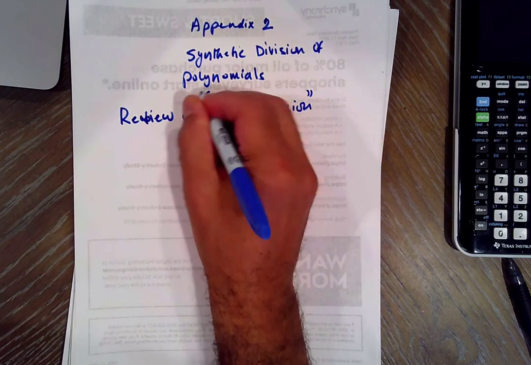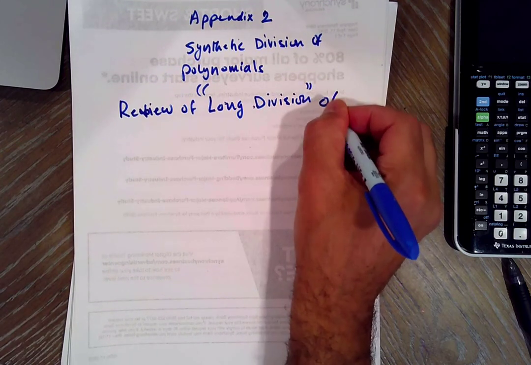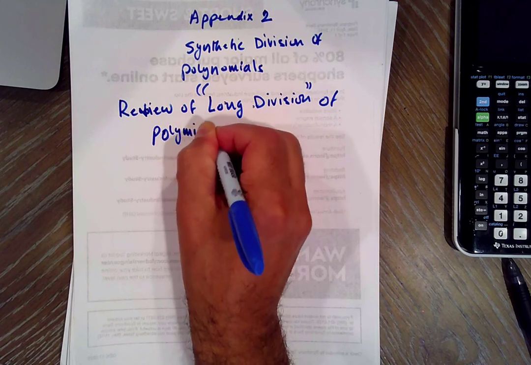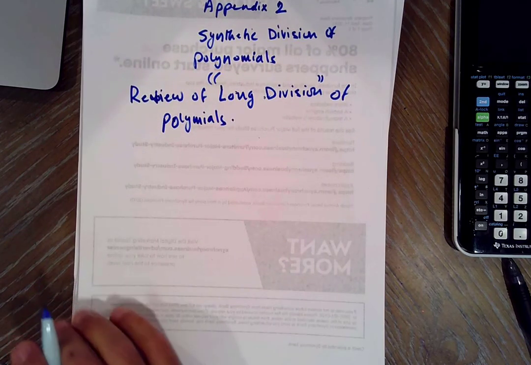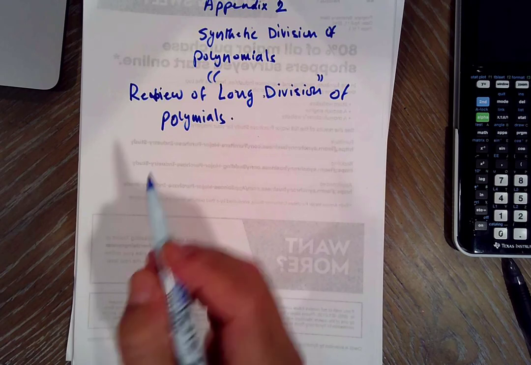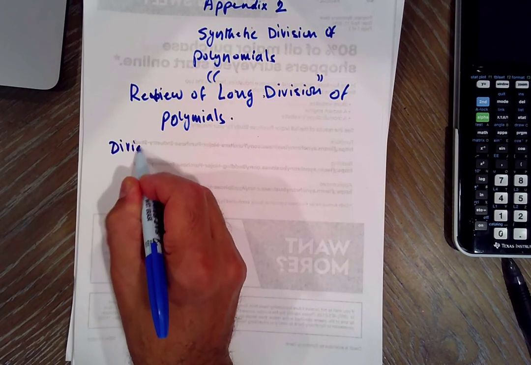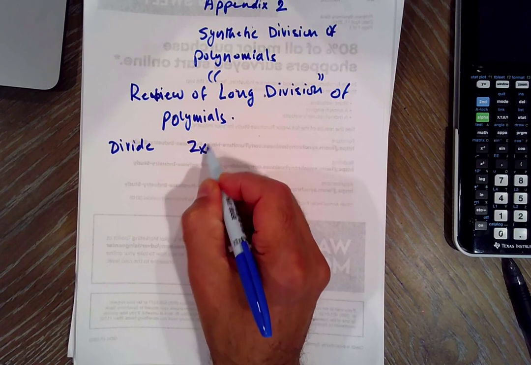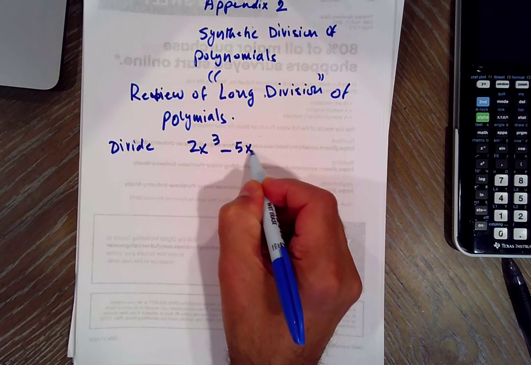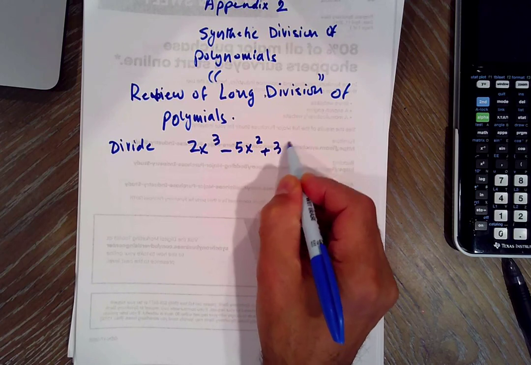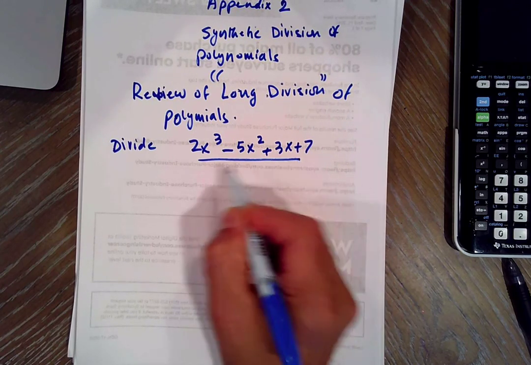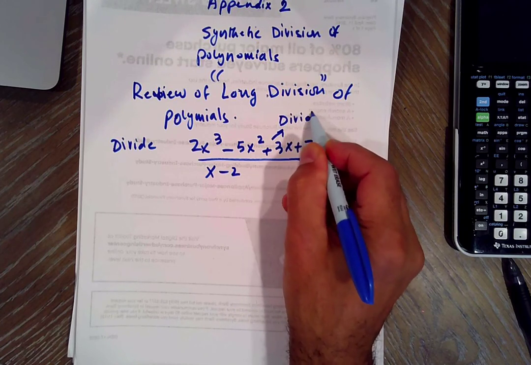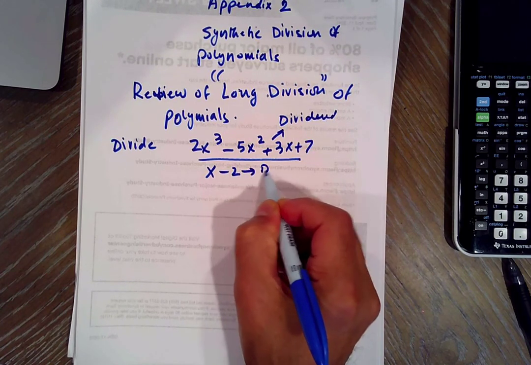Why do I want to review long division? Because synthetic division is a shortcut for long division. So we gotta recall long division, and then we'll see how we're using the shortcut. Divide 2x cubed minus 5x squared plus 3x plus 7 over x minus 2. The top is called the dividend. The bottom is called the divisor.